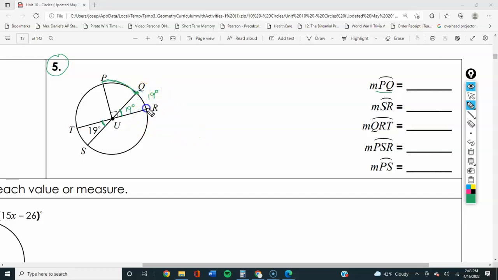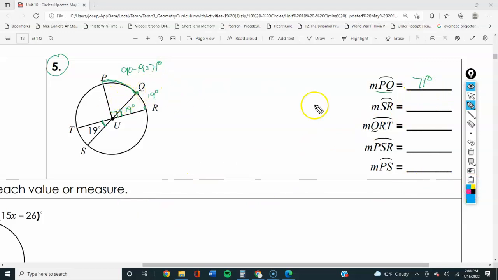Once I know that this is 19 degrees, I can find PQ now. Because these add up to 90, right? So I can do 90 minus 19 to get 71. So PQ is 71 degrees.